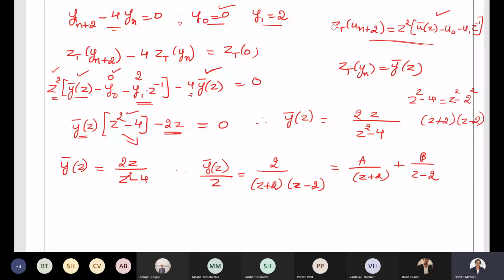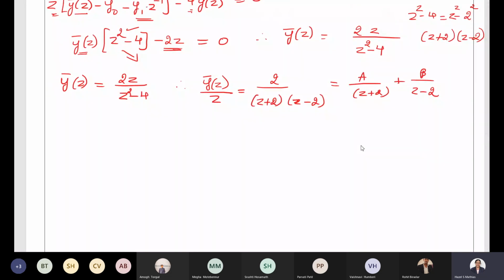Ma'am. Okay, done. Now what do we do? We shall multiply by the denominator, that is (z plus 2) into (z minus 2), everywhere. Here also (z plus 2)(z minus 2), here also (z plus 2)(z minus 2). So when you multiply here, denominator and numerator get cancelled, here z plus 2 gets cancelled.